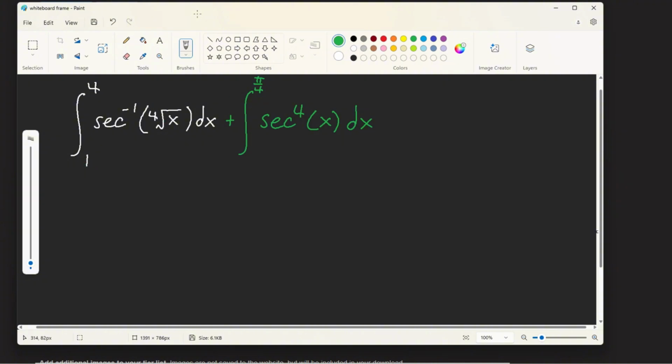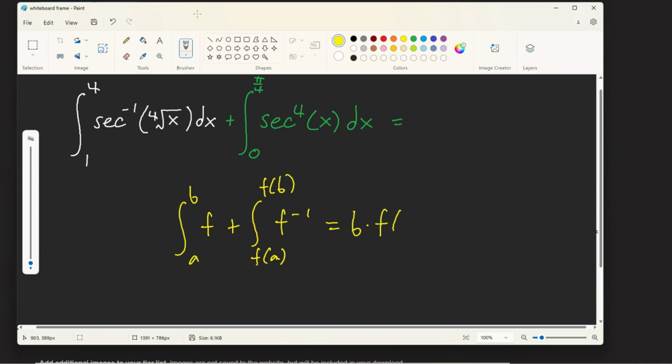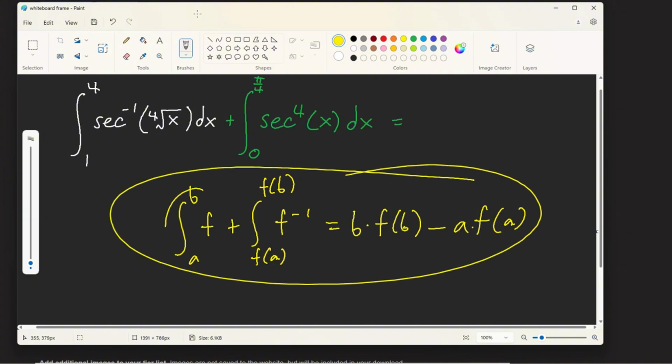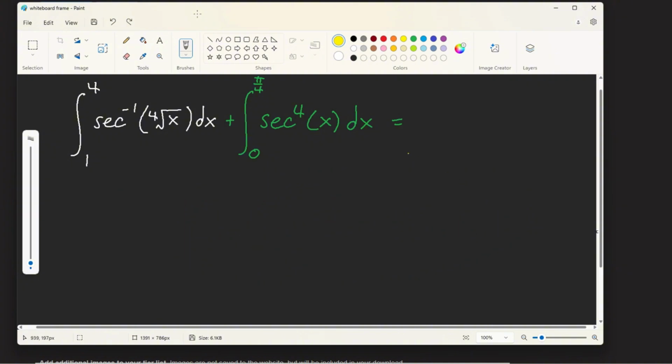And then plugging in 1, inverse secant of 1 is 0. And so our answer, if you remember the formula, the integral of f plus the integral of f inverse from a to b is equal to b times f of b minus a times f of a. We are utilizing this formula to solve this. If you have an ugly integral and the inverse is nicer, do inverse jailbreak. So we are jailbreaking ourselves out of this ugly integral. To get away with this, we perform inverse jailbreak.